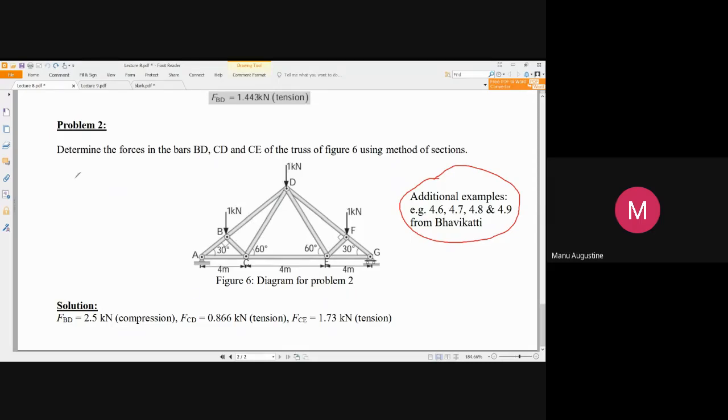Okay? Now again, determine the forces in the bars BD, CD and CE. कौन कौन सी bars पूछ रहा है ये? BD, this one, CD, this one, and CE, that is this one. So look at the nature of the problem. 1, 2, 3, 4, 5, 6, 7, 8, 9, 10, 11. 11 bars are there. But it is asking you to solve for only 3 bars. So which method is suitable here? Although the question explicitly says that method of sections has to be used by you.